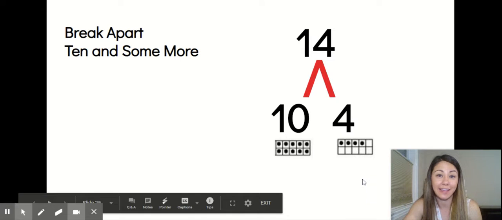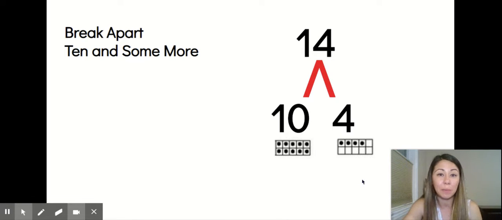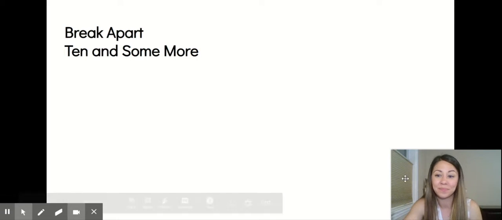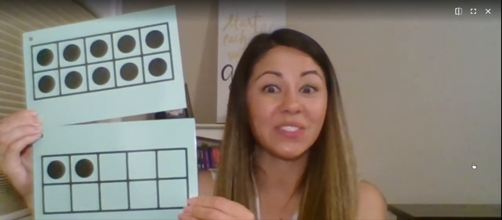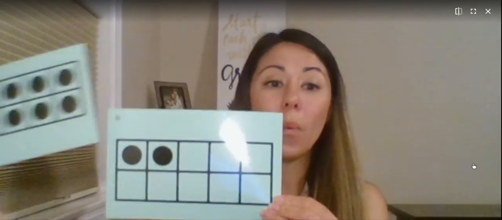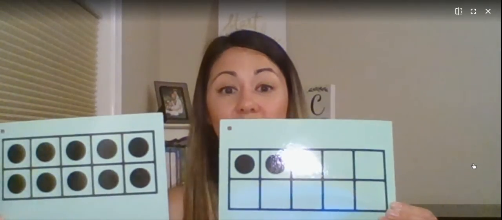So we're going to practice that now together, taking a teen number and breaking it apart into the tens and the ones. Are you ready for Jumbo Mrs. Car again? Ah, so big. Okay, let's start. Let me scoot back. Let's start with this number. How many do you see? That's right, it's 12. Let's break apart 12. 12, one group of 10, two extra ones.